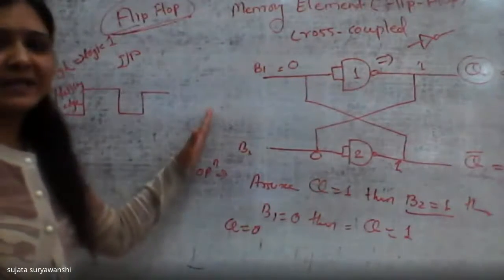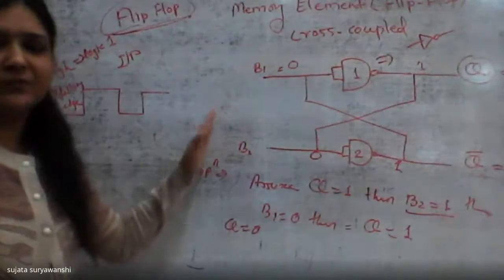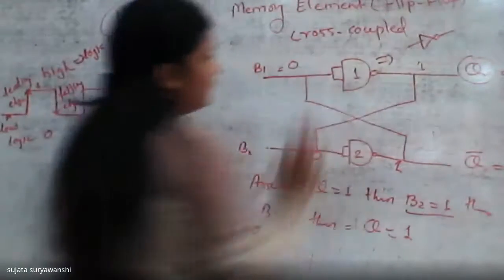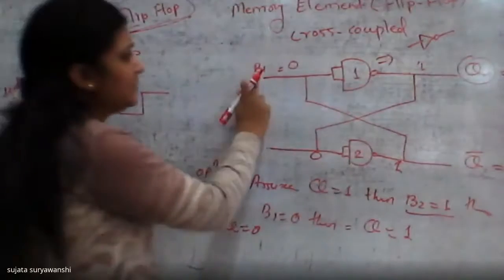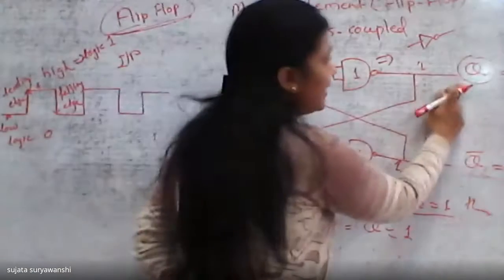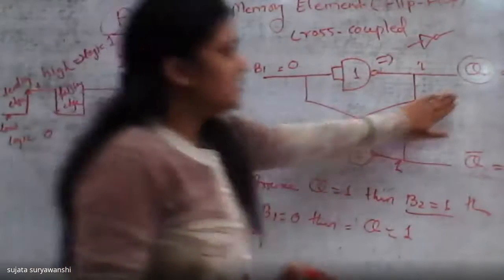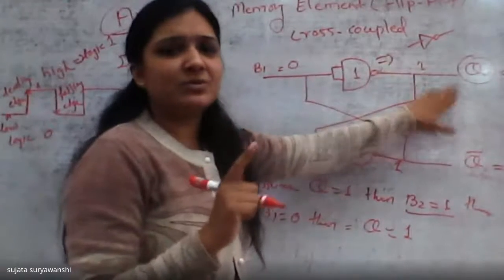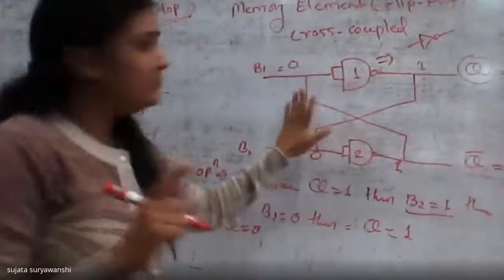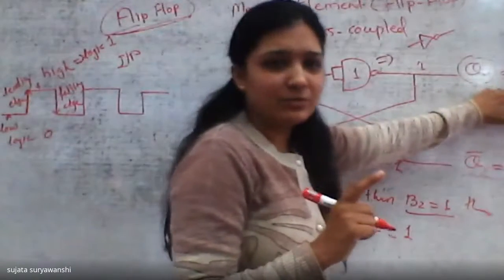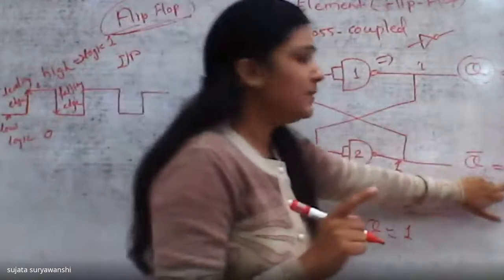So draw this diagram first. This is the diagram of one big memory, a memory element, the flip-flop. Here, suppose Q can be 0 or can be 1. That means only one bit is going to be stored by such a circuit. Suppose I have stored Q is equal to 0, then Q complement becomes 1.